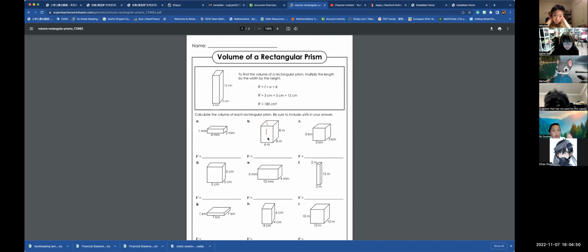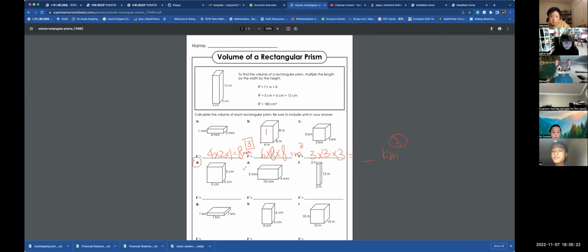So this is base, this is height. Base is 4 times 2 equals base, times 1. So the answer is 8 millimeter cube. When we're talking about the volume, it is cube. So this one is what? Yeah, 3 thingy. Very good. So 6 times 8 equals meters cube. So 3 times 3 times 3 equals kilometers cube. So remember that. Everybody, let's do D and E and F.